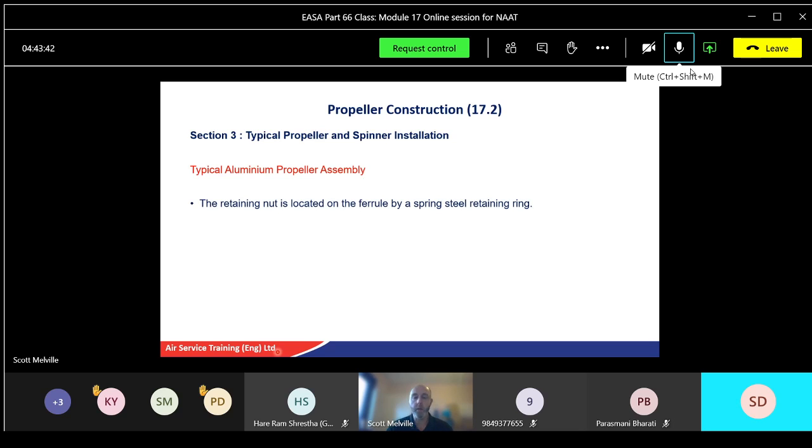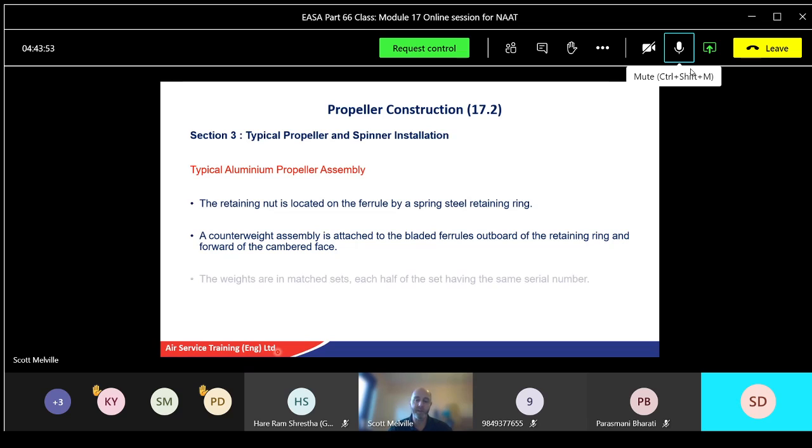Retaining nut, again, located on a ferrule by a spring steel retaining ring. And you'll have your counterweight assembly that attaches the blade ferrules outboard, and a retaining ring forward of the cambered face. Very important, the weights are matched sets. So if a question comes up about centrifugal weights, they must be a matched set. Each half of the set will have the same serial number.